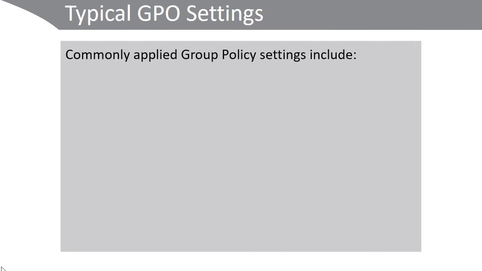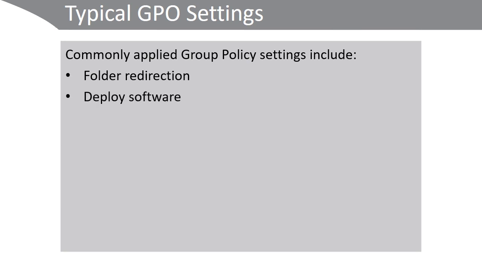Commonly applied group policy settings will include folder redirection, the ability to redirect your desktop or your documents folders. By default, of course, those folders are accessed locally in the c:/users/username folder. But in a networked environment, when users move between computers, it might be desirable for them to be able to access their documents folder from wherever they sit. So folder redirection provides a means to do that.